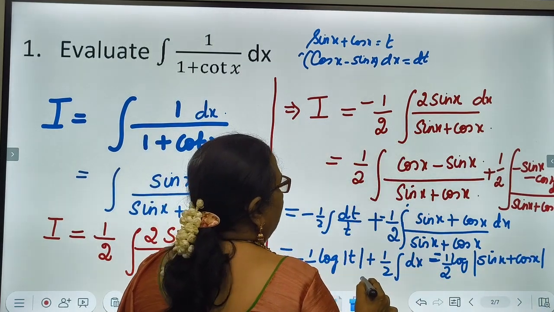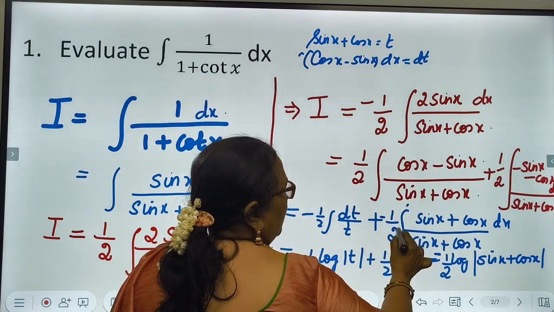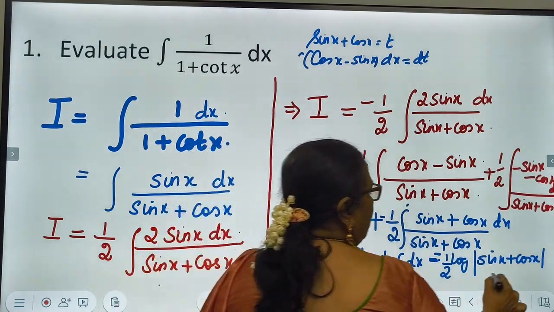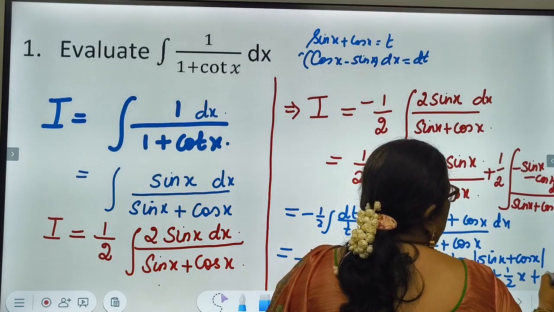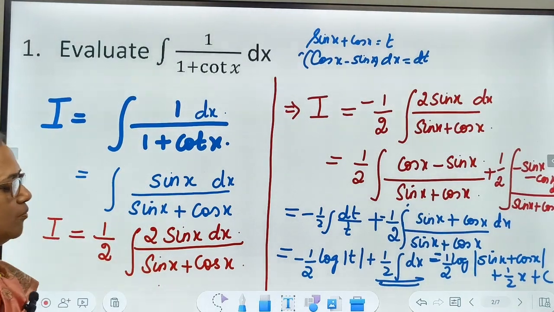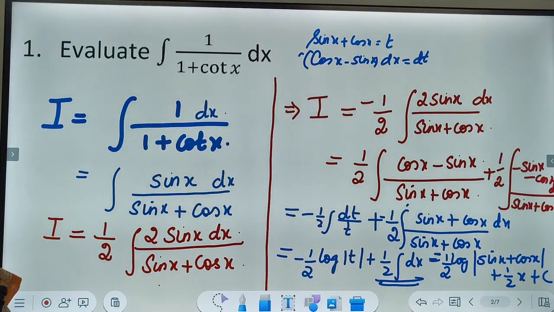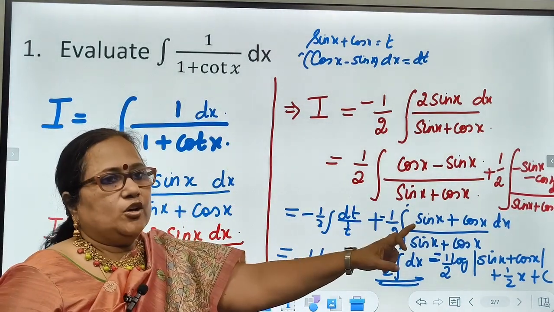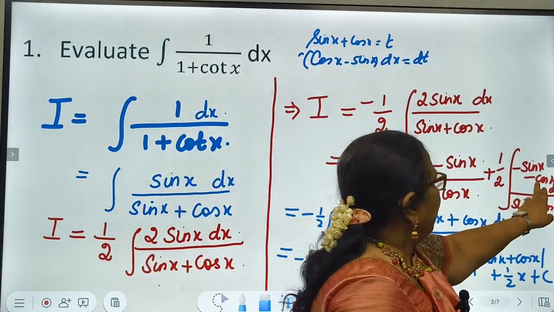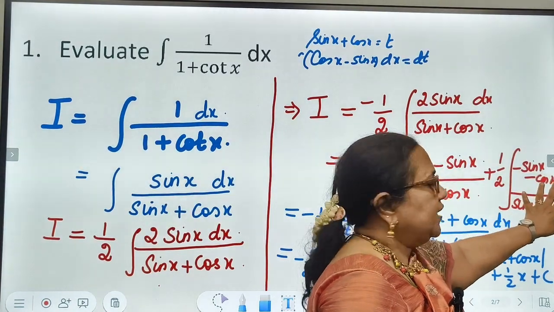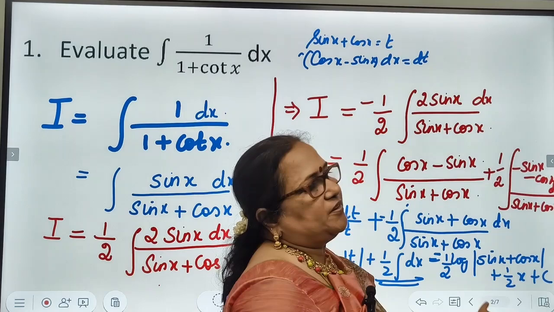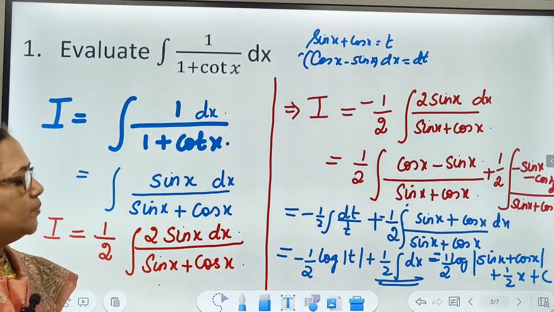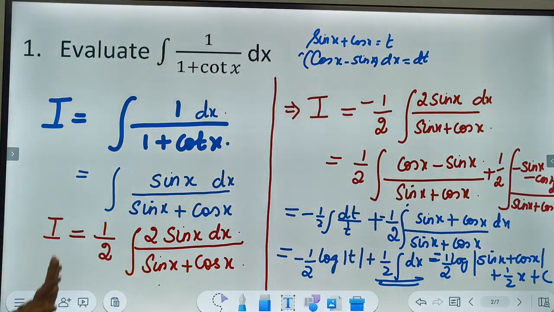Then what do I have? This is 1. So integral of dx will be plus half x plus c. So minus half log mod sin x plus cos x plus half x plus c. So what is the technique we are doing? Multiplying and dividing by 2, then adding and subtracting cos x. 1 becomes this, if I take out minus, this becomes 1. So integral of dx, here the numerator becomes the derivative of the denominator. So I can use the process of substitution. Is this problem clear?